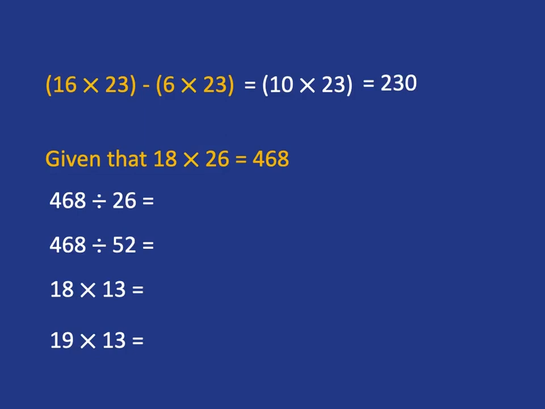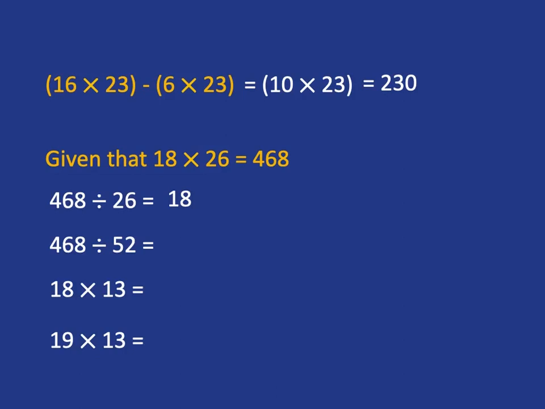Now let's say we're given a fact like 18 times 26 is equal to 468. Can we use that to work out the next lot? Well, the first question is, what is 468 divided by 26? And that should be very easy to answer. We know about the relationship between multiplication and division, so immediately we'll get our answer of 18 here.